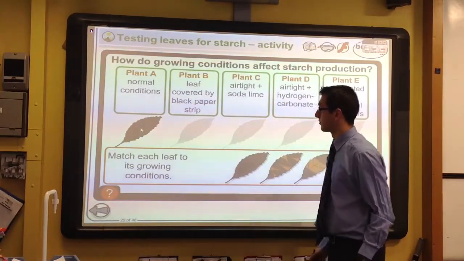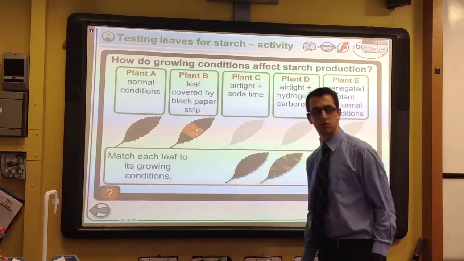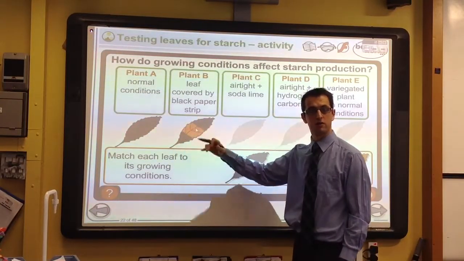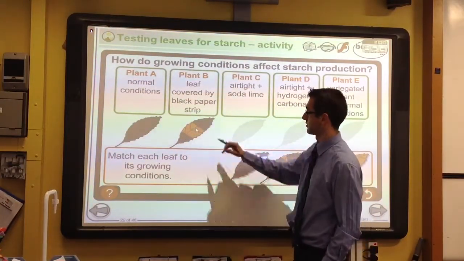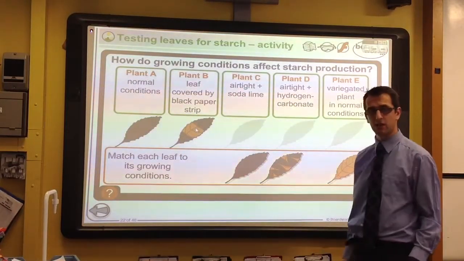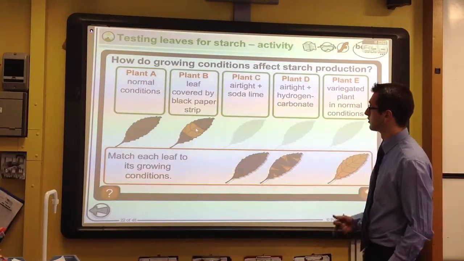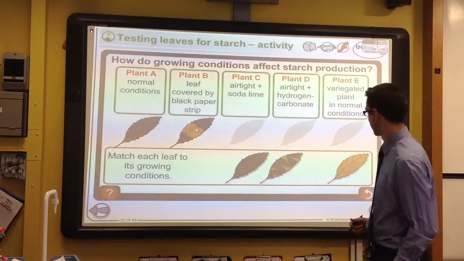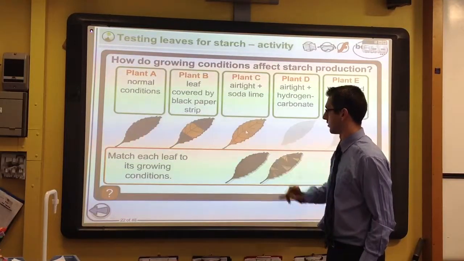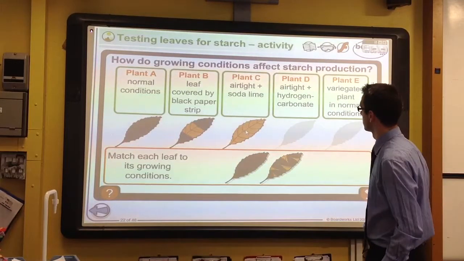A leaf that's been covered by a black paper strip is going to have no starch where the black paper strip was covering because it blocked the light, therefore proving that light was required for photosynthesis, and starch present in the bits that were exposed to the light. If it's airtight, it's in plant C, then there's going to be no CO2, and the soda lime also is there to absorb any CO2 that might be found as well. So we would therefore find that there is no photosynthesis taking place because there's no CO2.